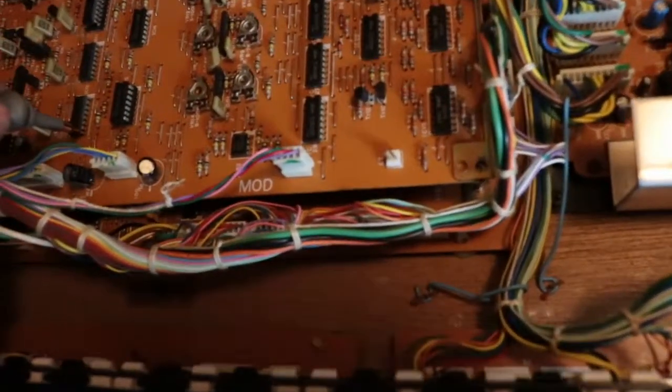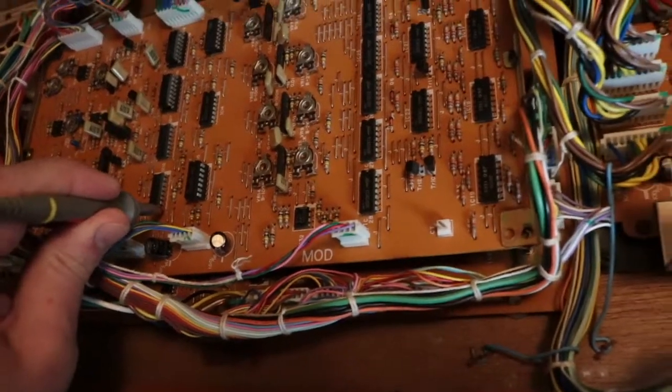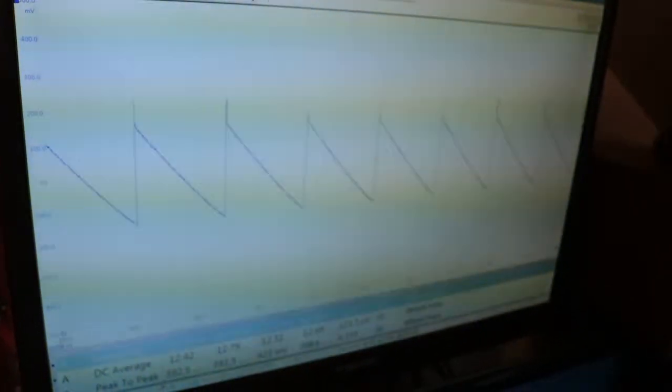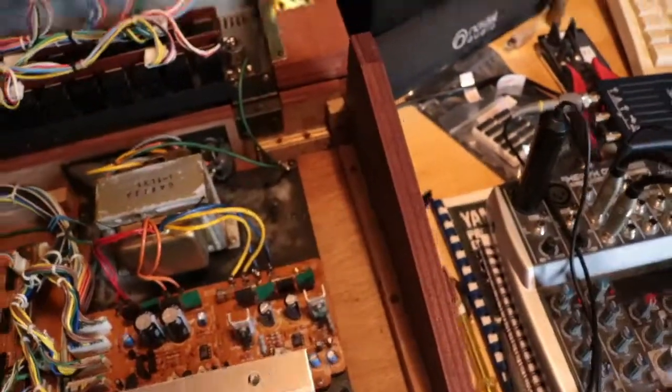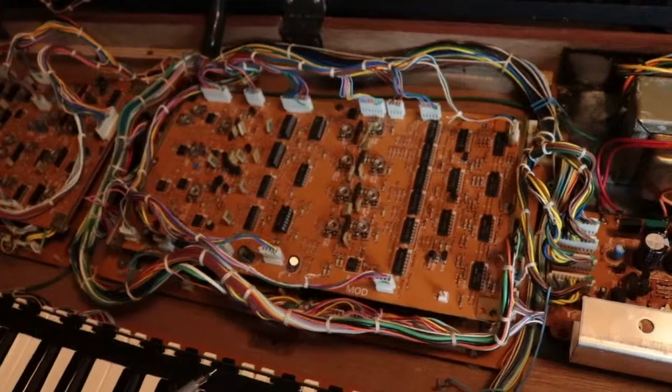So if we just have a look on the scope, you can see a nice sawtooth waveform coming off the oscillator board and into the modulator board. And if I check all the other 4, they're all the same. So I don't think it's a fault with the oscillator board.